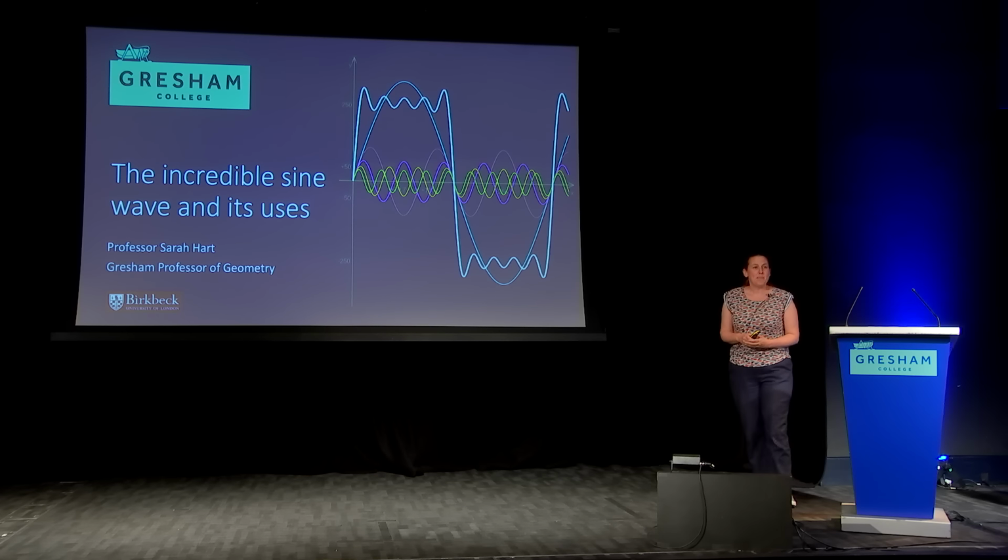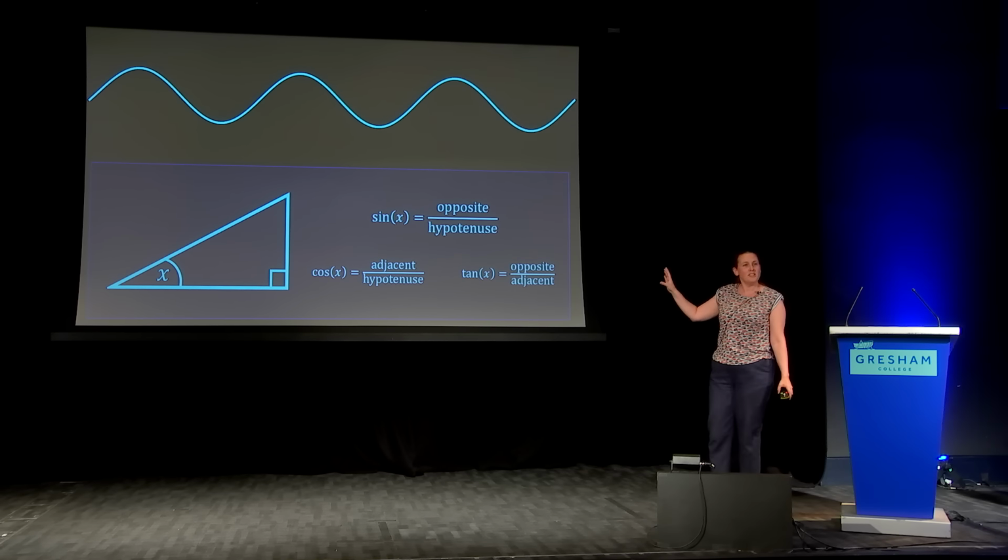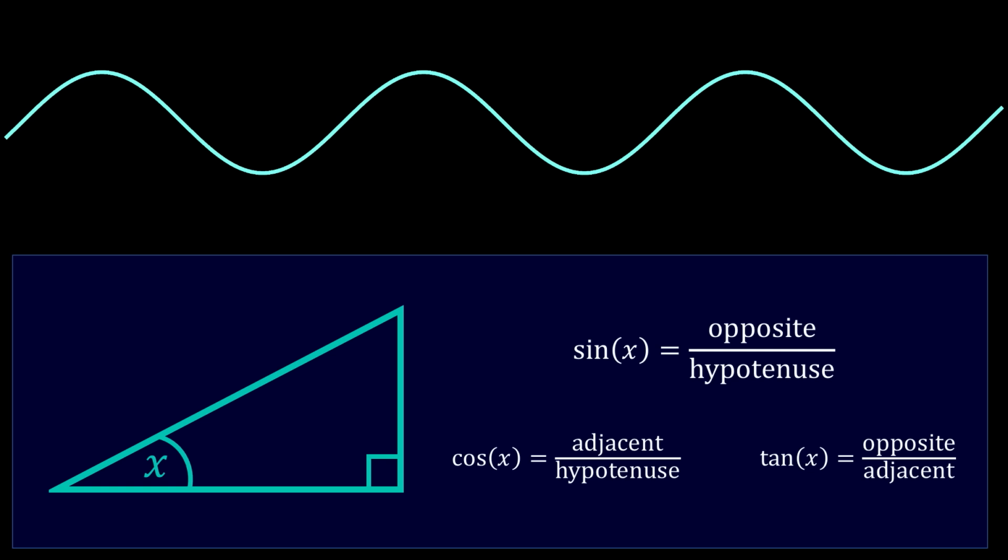So today I want to talk to you about the incredible sine wave and its uses. Now, we've all seen a sine wave in our lives, I'm sure, but we also all learnt at school that sine is opposite over hypotenuse, right? So that is associating to some angle in a right-angled triangle a ratio of lengths, a number that must be between 0 and 1, right?